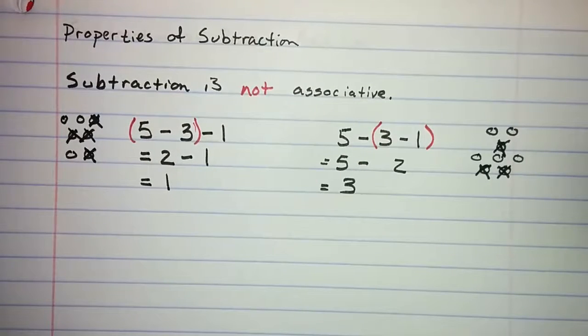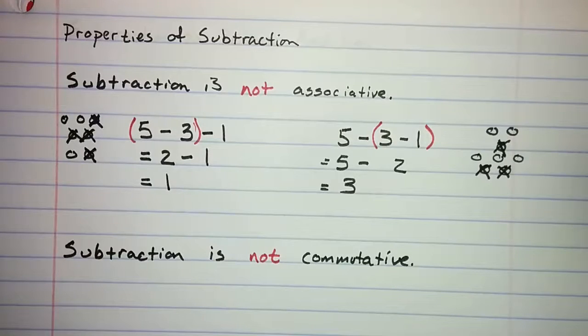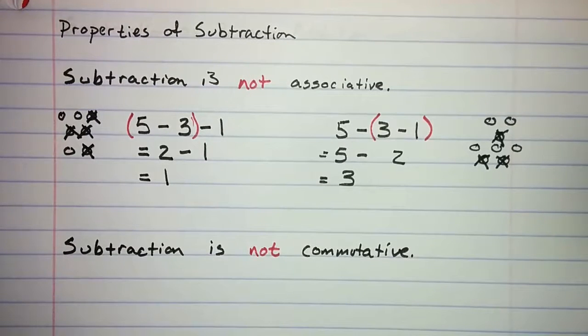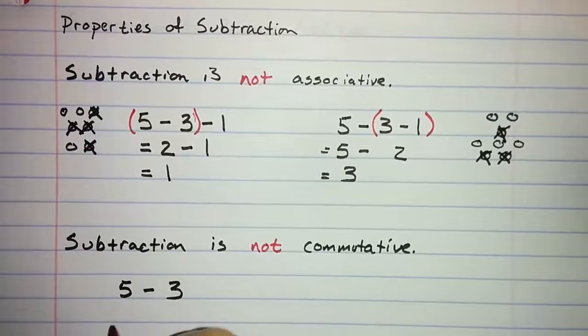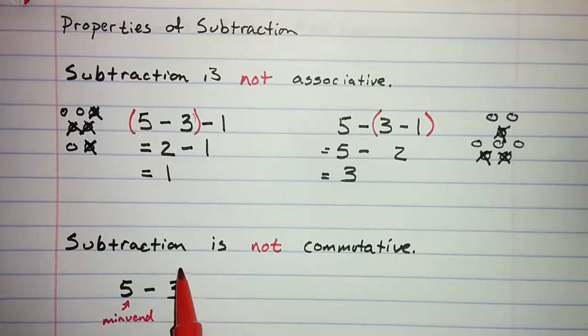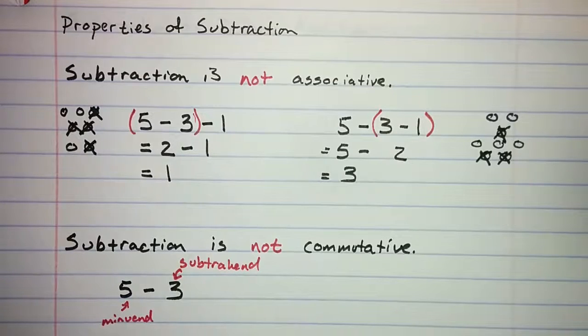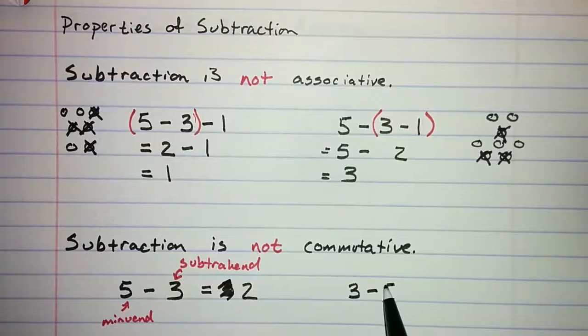Now, for commutative, the situation's even worse. Subtraction is not commutative. It's super duper not commutative. We hinted at that by giving the two numbers in a subtraction expression a different name. Remember, these two numbers have different names. This was the minuend, and this was the subtrahend. 5 minus 3, though, we know what this is. We worked it out a moment ago. This is just 2. What about 3 minus 5?